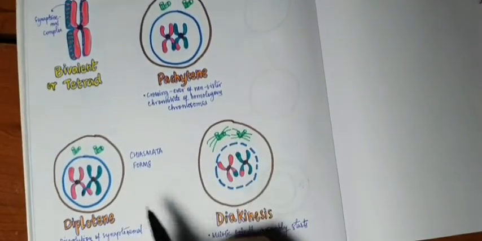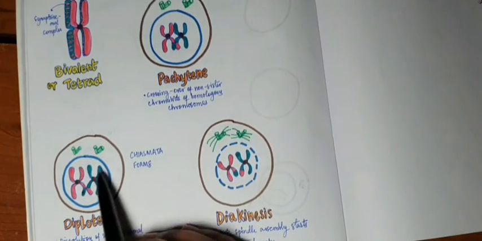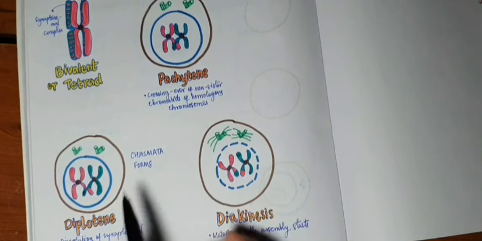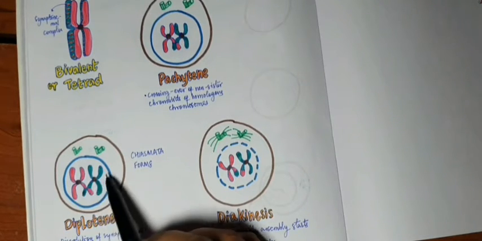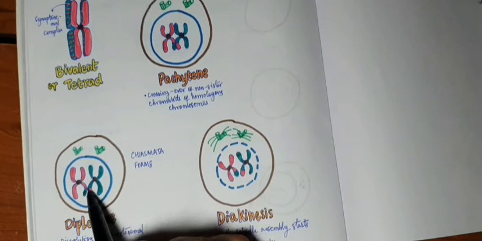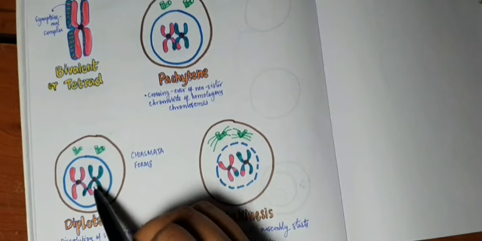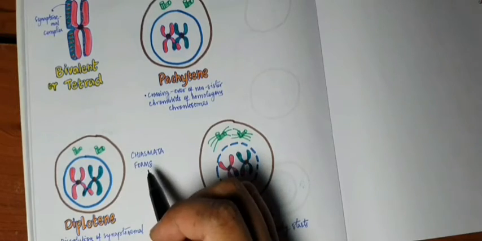The next is diplotene. So in diplotene, what happens? The homologous chromosomes separate from each other. The synaptonemal complex dissolves, and they separate everywhere except at the site of crossing over. So they crossed over here. So at this point, they are still connected. And this structure, which is formed in diplotene, is called a chiasmata. Okay.